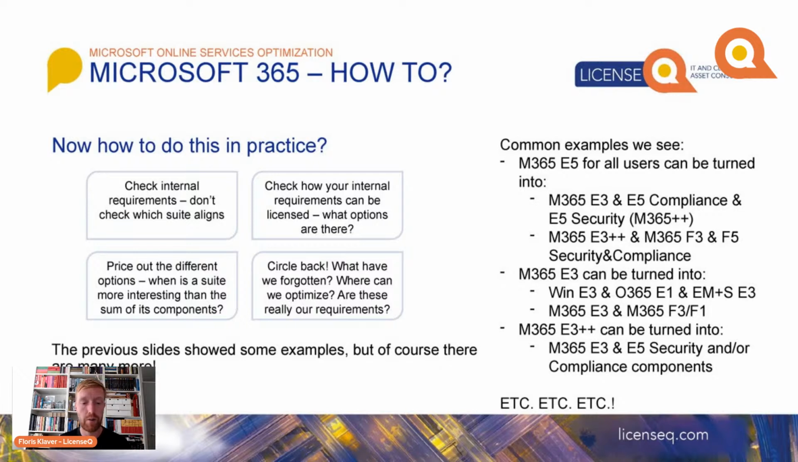Then check your internal requirements on how this can be licensed. What options are there? And do I just buy all the single components and price these out? Do I buy a suite because I have touched multiple items that are present in, for instance, E5 Security, and that might be cheaper than buying those single components? And then when you price those out, you want to know when that suite is more interesting than the sum of its components.